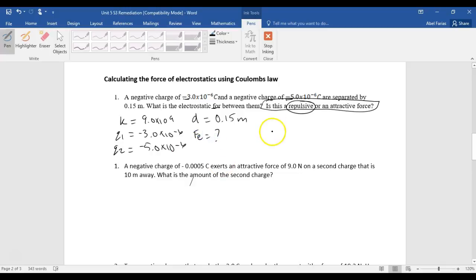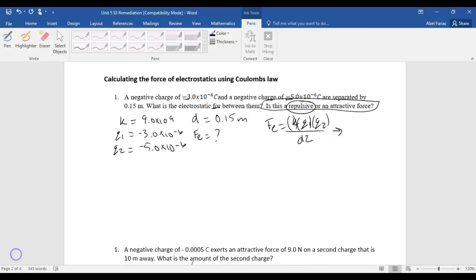What is that? Now, if you remember the equation, Fe is equal to K times Q1 times Q2 all over distance squared. So let's go ahead and plug this into our calculator now. Plug in our knowns and unknowns. Let's not use a calculator just yet. Alright, so plugging in our knowns and unknowns for this, I'll just put it right below it.